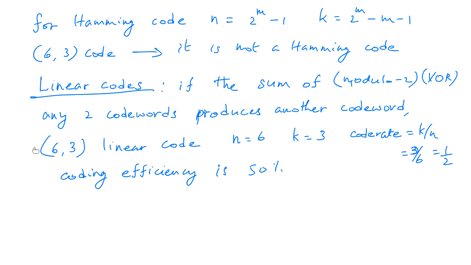So because it's 6-3, that means it has 3 information bits and 3 parity bits. So the total block length is 6. So with 3 information bits, we have how many different messages? We have 8 possible messages.